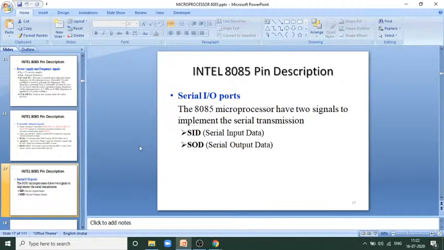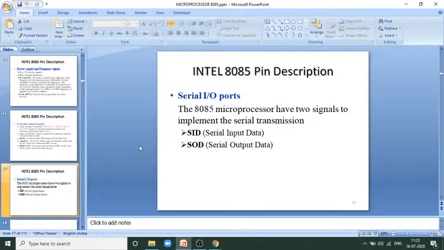Our last category is serial input and output ports. When the microprocessor needs to communicate with an input device, it uses SID, the serial input data pin. With the help of that, any input device, for example keyboard or mouse, can send the data to the microprocessor. Upon receiving the data, the microprocessor will transmit the data through the system bus and store it in memory or the registers in the microprocessor.